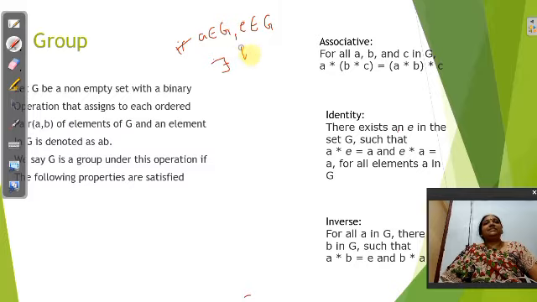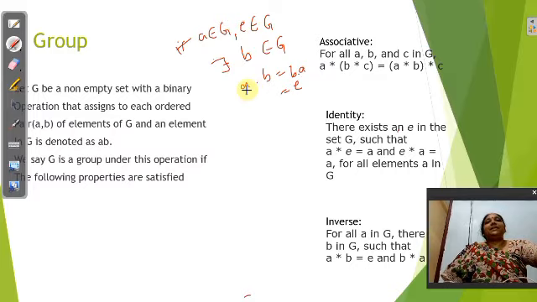Then there exists B belongs to G such that A dot B is equal to B dot A is equal to E. Means if we multiply A and B to each other, A dot B is equal to B dot A is equal to E. The product of those two elements must be equal to the identity element. Then those two elements are called inverse to each other. That means A is inverse to B here and B is inverse to A. This property is called the inverse property.